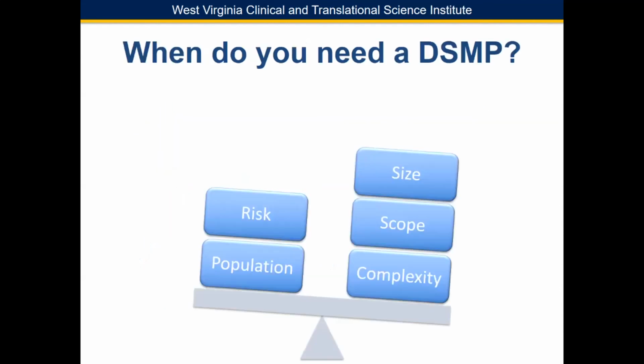So when do you need a DSMP? Once again, we're going back to that scale of looking at different aspects of your protocol. What is the risk for the patient? What is the population you're looking at? What is the size, the scope and complexity? So you just want to make sure that you have adequate provision to monitor the data collected to once again ensure the safety of the subjects. You also want those provisions to protect the privacy of subjects and the confidentiality of the data maintained as well. So kind of think about that.